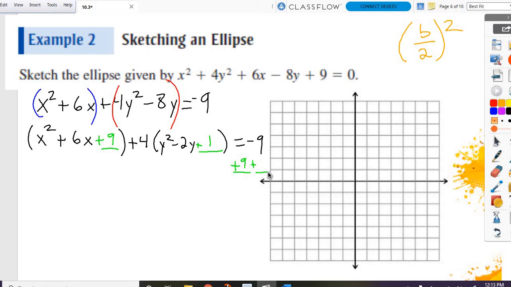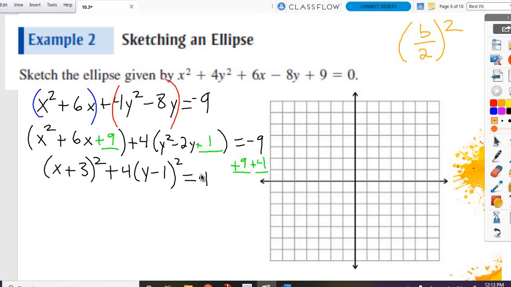Not 1. Not negative 1. 4. Why 4? Because it's multiplied by 4 on the outside. Yeah, because we have a 4 on the outside of our parentheses, which applies to everything, including that 1. So to keep the equation balanced, we would have to add 4. So now we can factor. And remember, the whole point of completing the square is that we want to have 2 perfect squares now. So we have negative 9 plus 9 is 0. So then we just end up with 4 on the right-hand side.